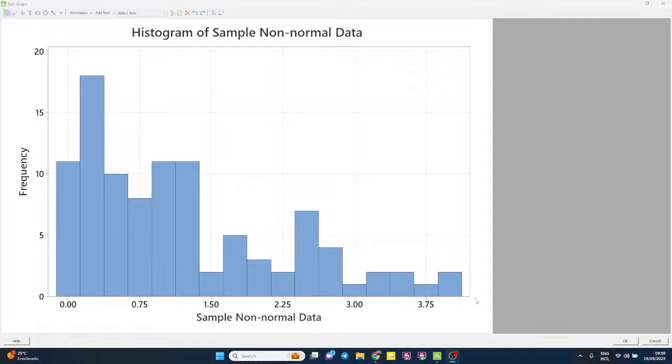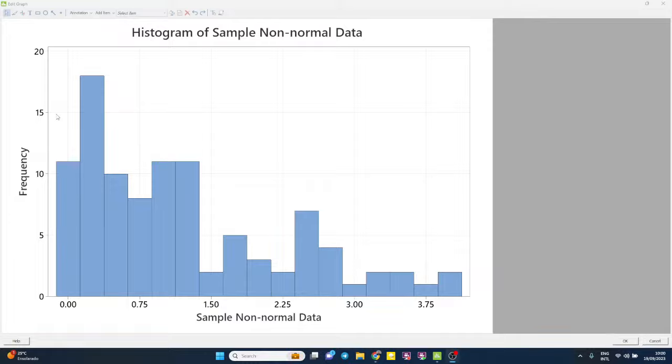If I say that this is non-normal, do you think I am correct or incorrect? I am saying that this is non-normal. I see a lot of corrects. Beautiful. Yeah, this is non-normal. Simple. So I am correct. This is not normal.